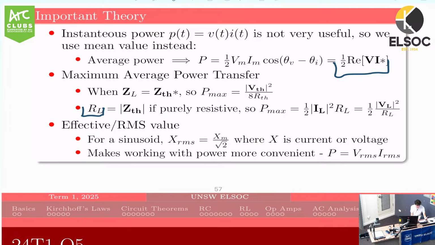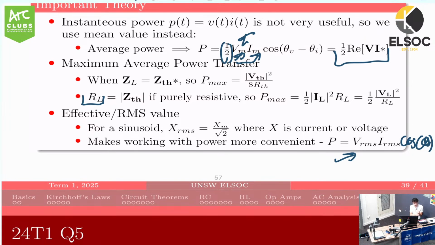And the reason this makes things so good is that if we pack the half into each of these amplitudes, putting 1 on root 2 into the VM and 1 on root 2 into the IM, we can describe average power as P equals V RMS times I RMS times the cosine of the angle between the phases. This is convenient because we get rid of the half. That's really it. There's not much more to it, at least not in quad 1.